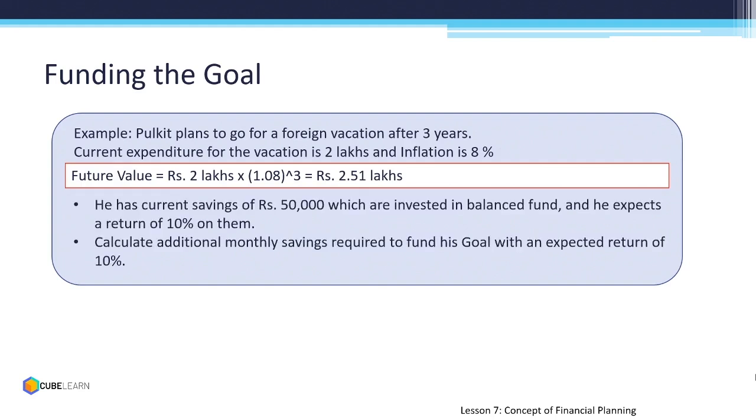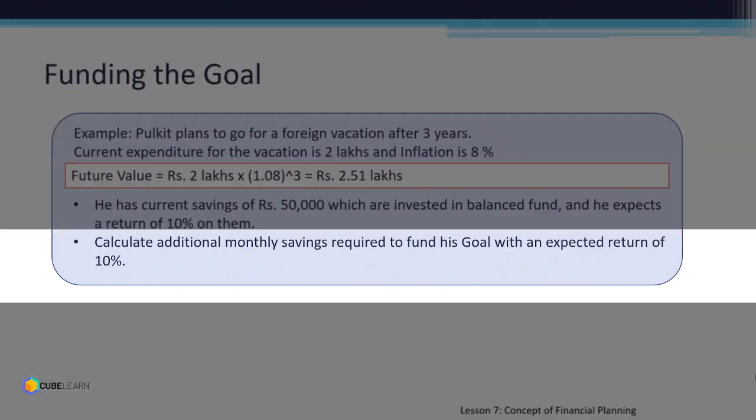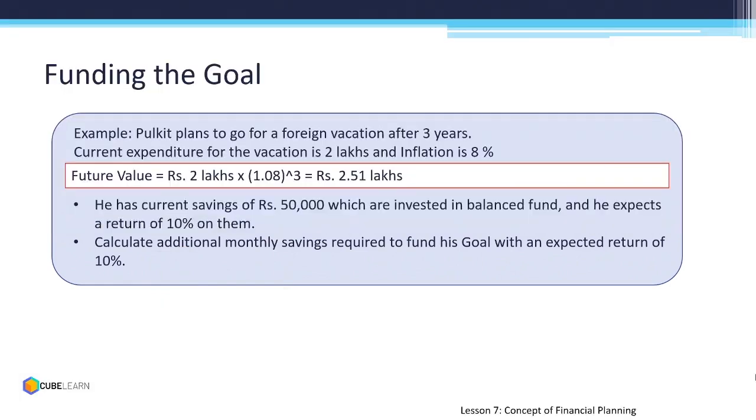Another information which is available is Pulkit has a current savings of rupees 50,000, which will be used to fund this goal. It is invested in a balanced fund and a return of 10% is expected on it. We need to calculate additional monthly savings required to fund this goal with an expected return of 10%. We will be solving this exercise in 2 steps.